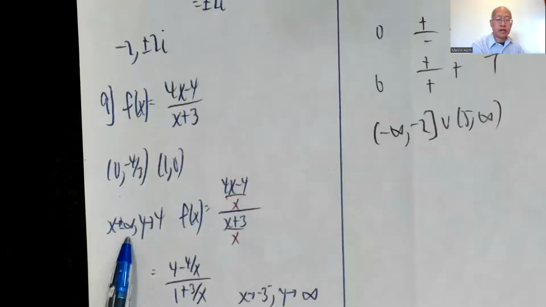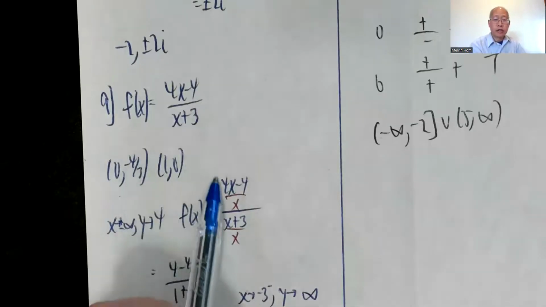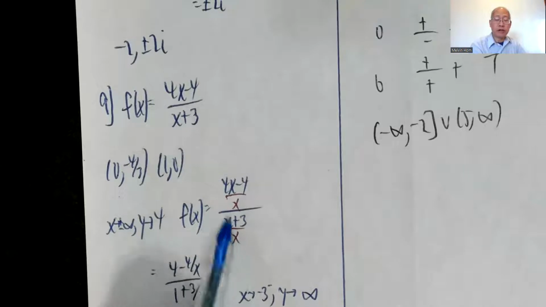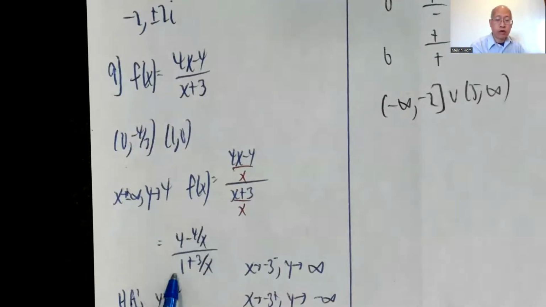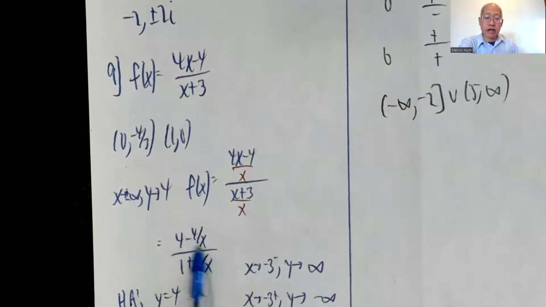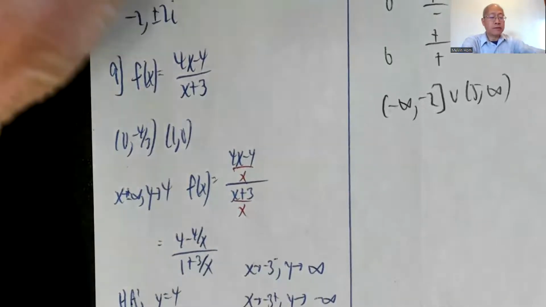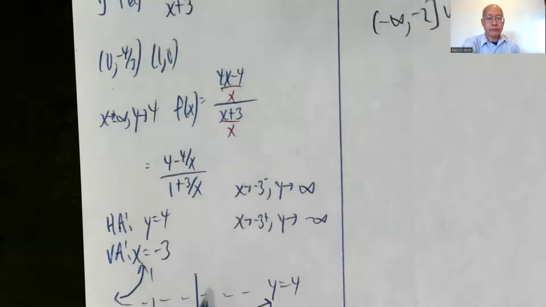When x approaches infinity, y approaches 4. The trick for that is to divide top and bottom of the original by x. So I can write it as 4 minus 4 over x over 1 plus 3 over x. So now when x gets super big, either positive or negative, this is nothing, this is nothing. So I end up with 4. So a horizontal asymptote is y equals 4.